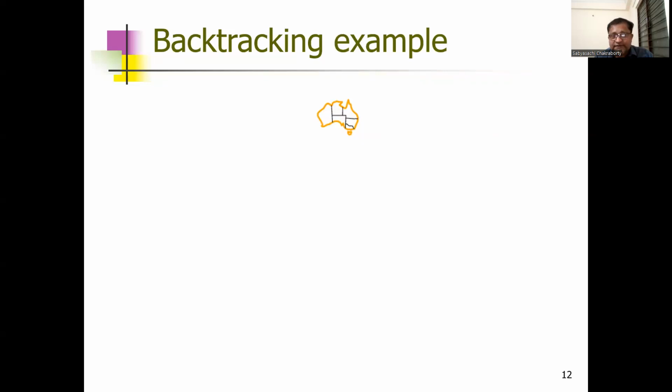Then there can be two options. Randomly, we can pick a region and assign a color, a value. Color is a value and region is a variable. Here we have three options. Randomly, we can pick Western Australia and we can put the color red, green, or blue. Any of the options we can opt for. There are three options open.